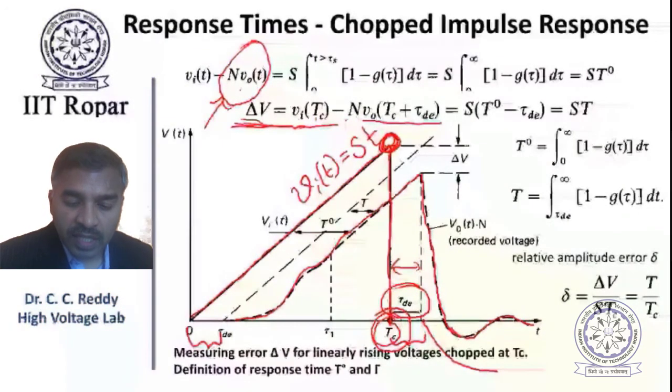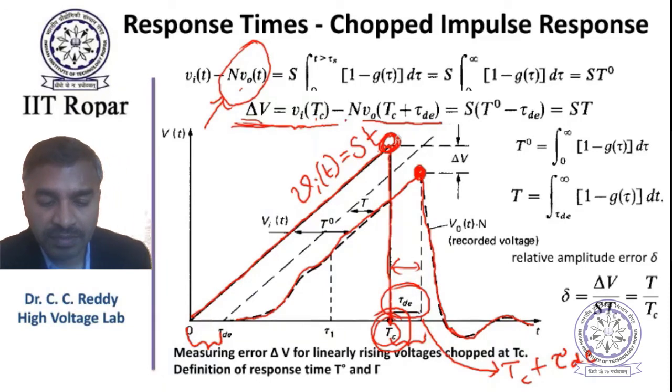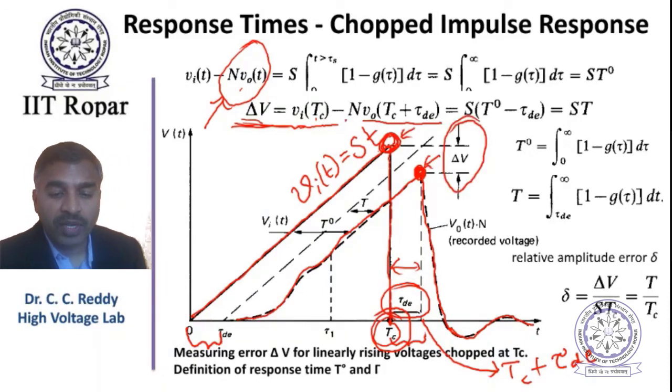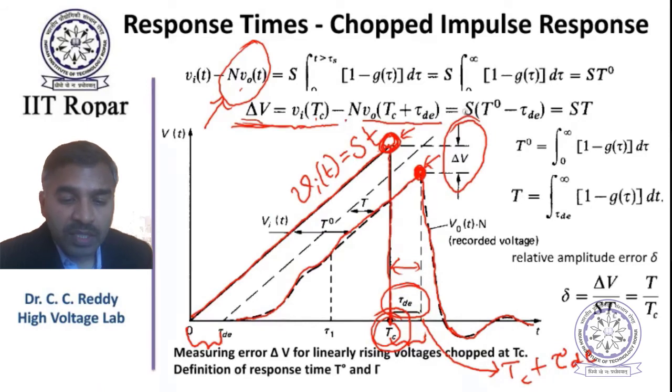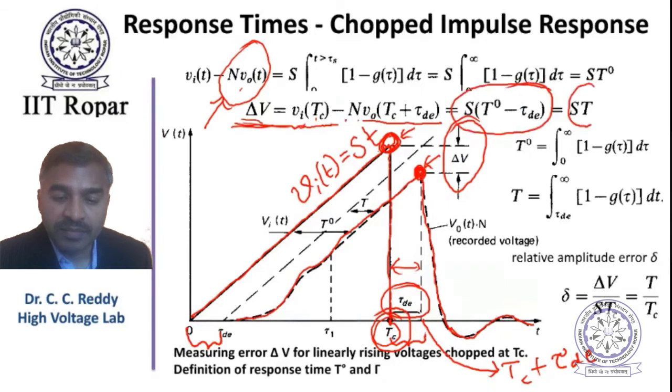Now at this instant, the value of output is this one. So the difference between this and this is delta V. It is the steady state error. Okay. Now what it becomes, you can see. Now VI of TC minus N into V naught of TC plus TDE is ST naught minus TDE equals to ST. How is it? Let us see.